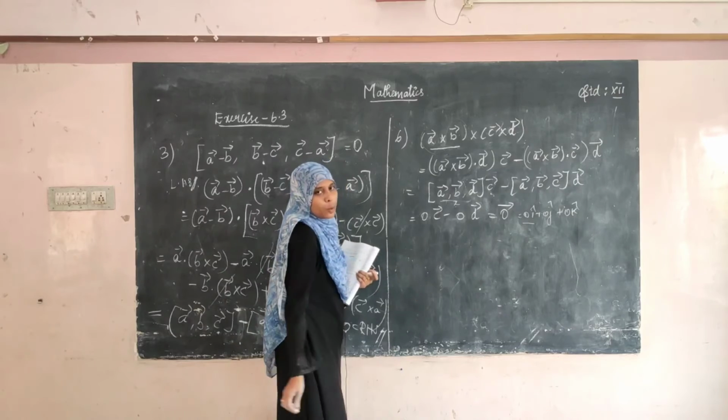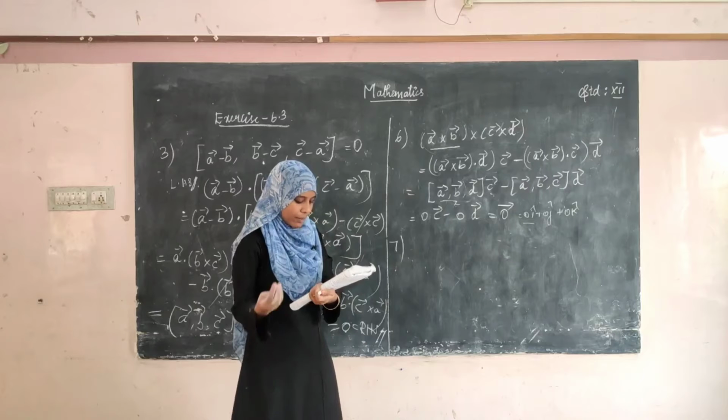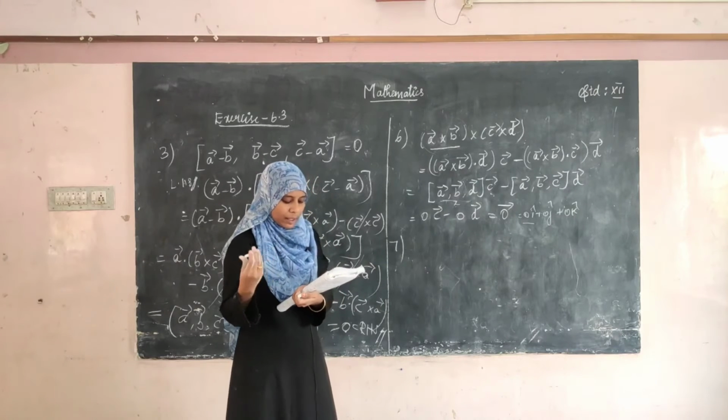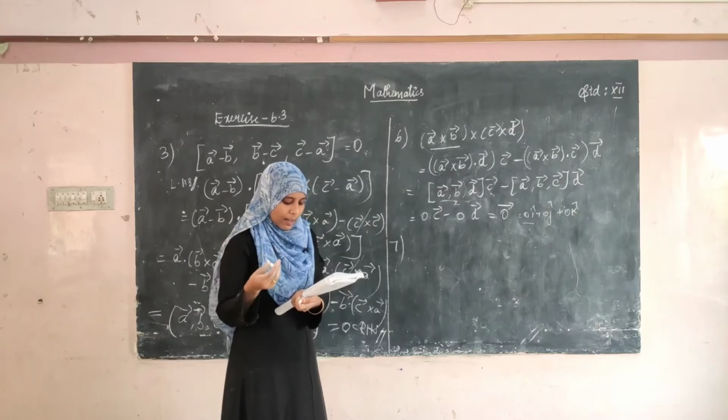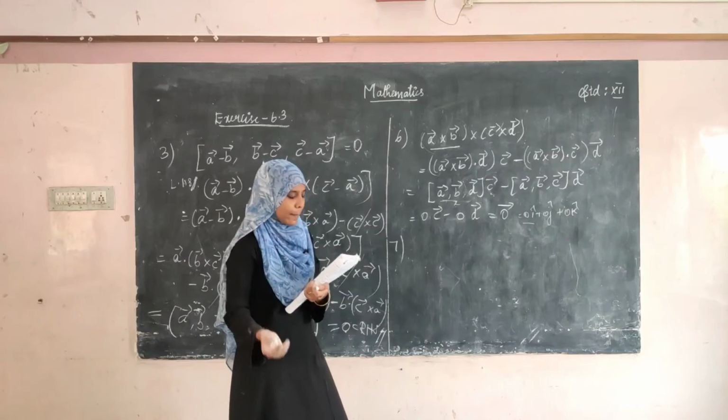Okay, hence proved. See the seventh sum. They have given 3 vectors and a condition: a vector cross b vector cross c vector is equal to l into a vector plus m into b vector plus n into c vector. We have to find the values of l, m and n.